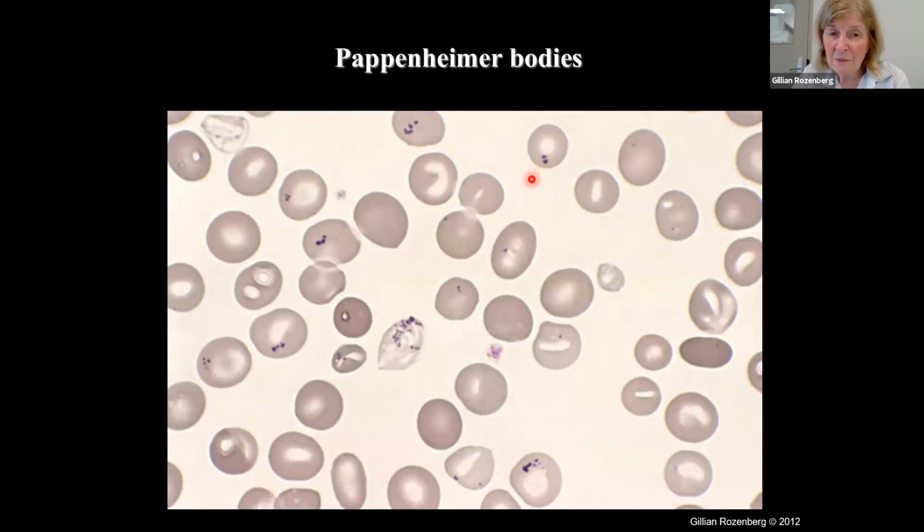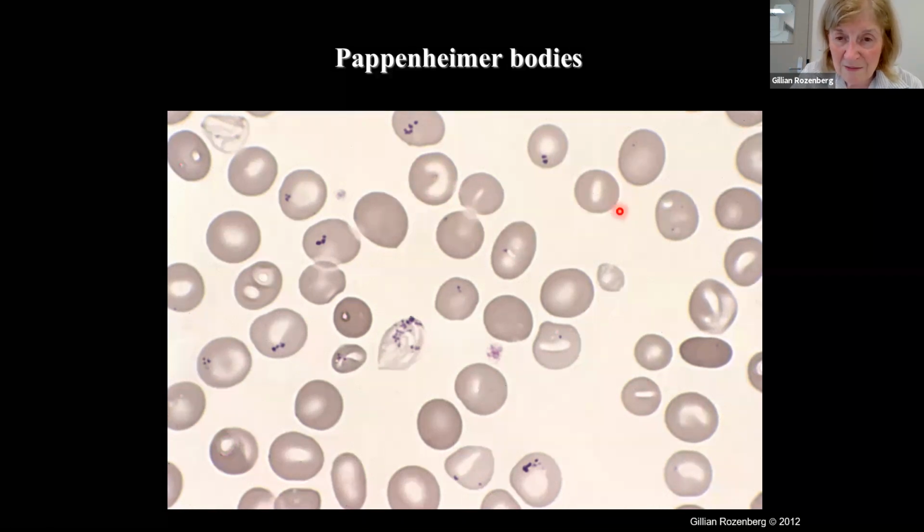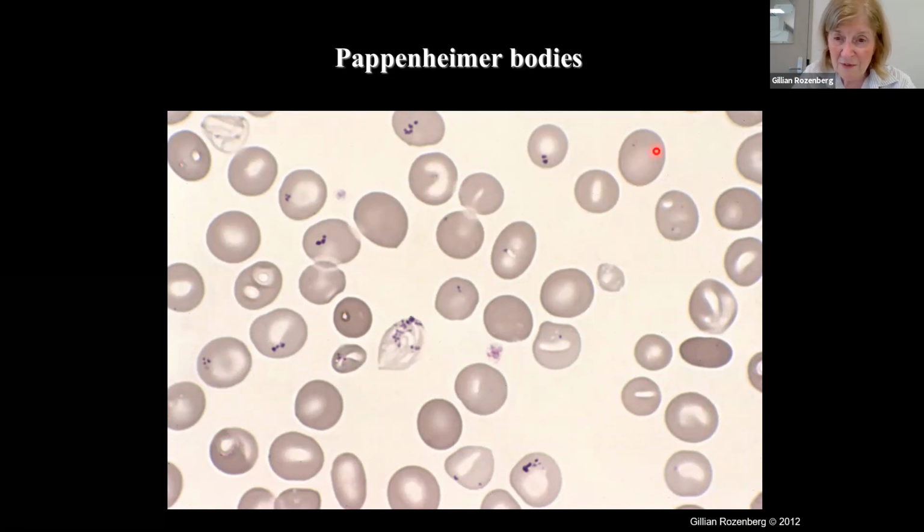This is a nice slide which is showing you the Pappenheimer bodies in the red cells. If we just concentrate again on the size of the red cells and the variation in size, there's a large macrocyte here, and then a smaller cell here. So you can see again, this patient has got a very high red cell distribution width. And of course, that means that the anisocytosis is increased.